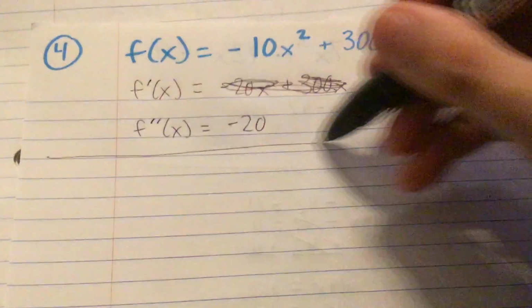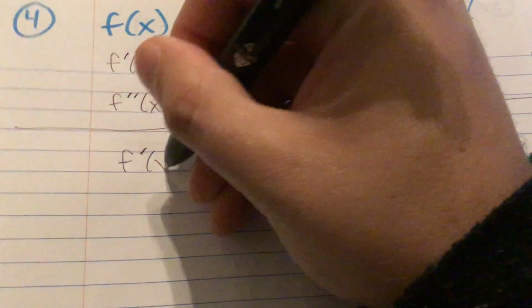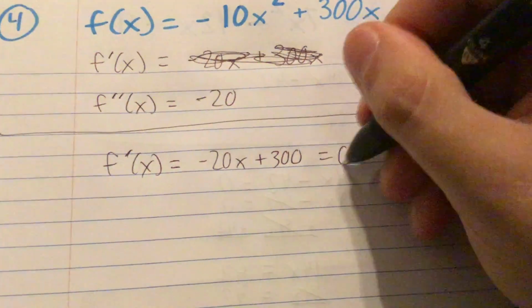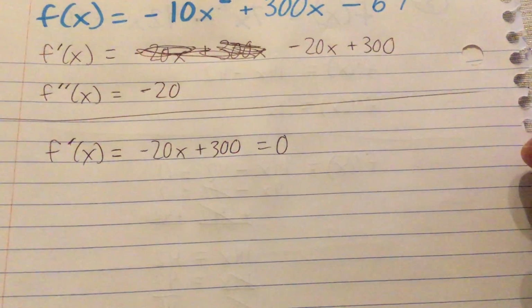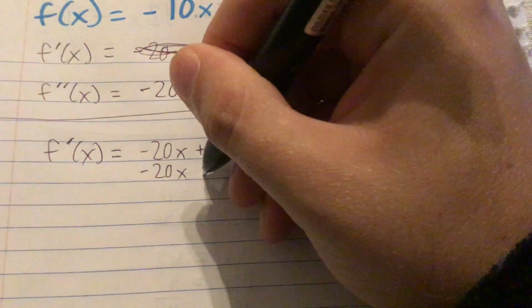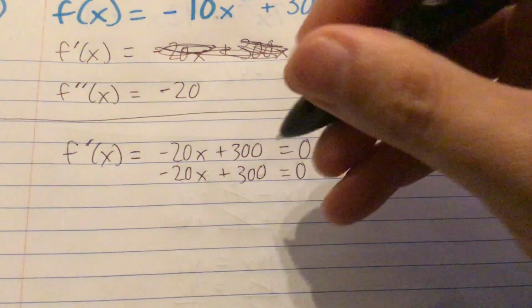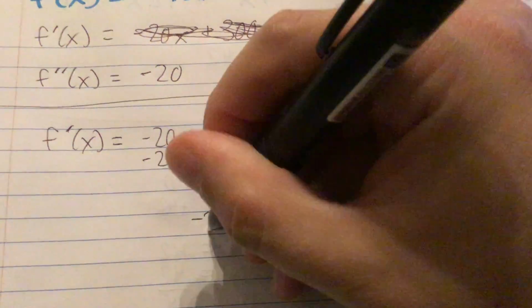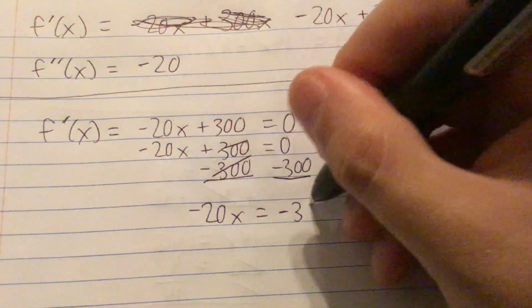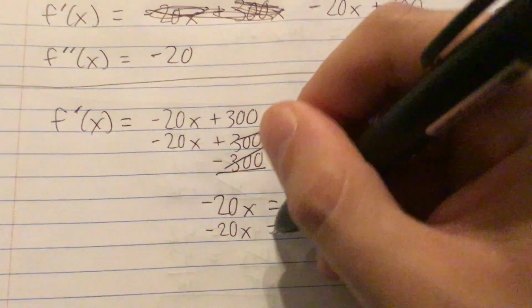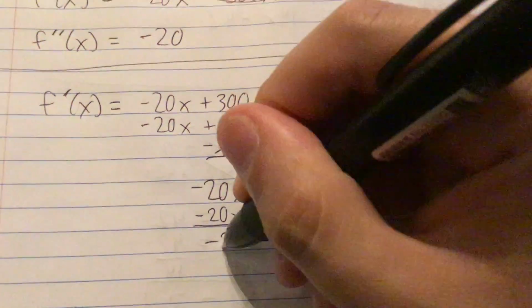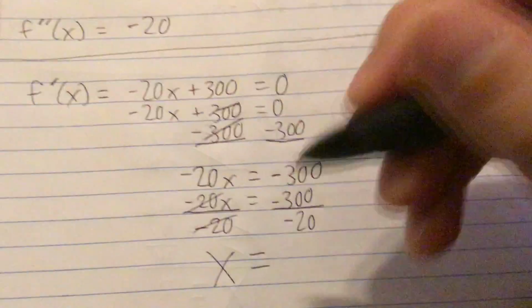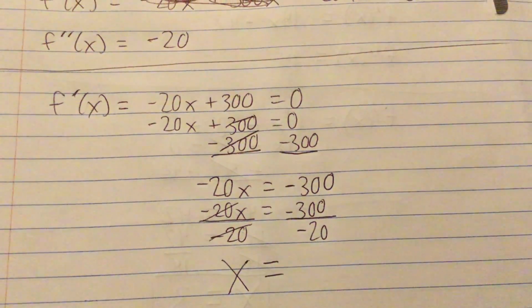So now that we've gotten these out of the way, we're going to set f prime of x, which is negative 20x plus 300, equal to 0. Let's start hunting for some horizontal tangent lines. So now we're going to solve for x by subtracting 300 from both sides. And now I've got negative 20x is equal to negative 300. So now I'm going to divide both sides of the equation by negative 20. So x is equal to negative 300 divided by negative 20.